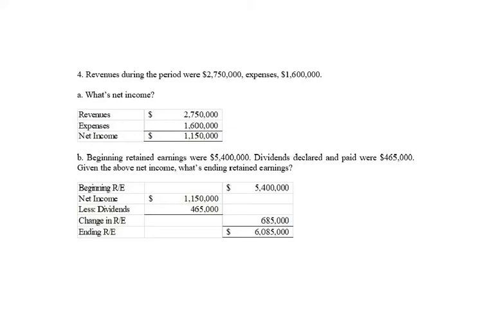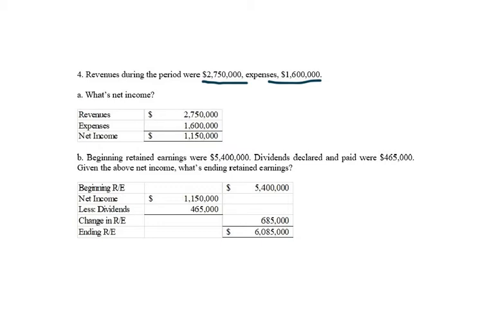All right, we'll pick it up with part 4 of this first homework set here. This one is just asking a very straightforward question. I give you revenues during the period, 2,750,000. Expenses are 1.6 million. So if that's true, what's your net income? So again, just take the difference here.